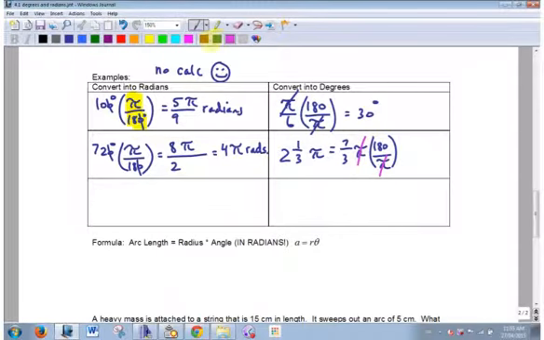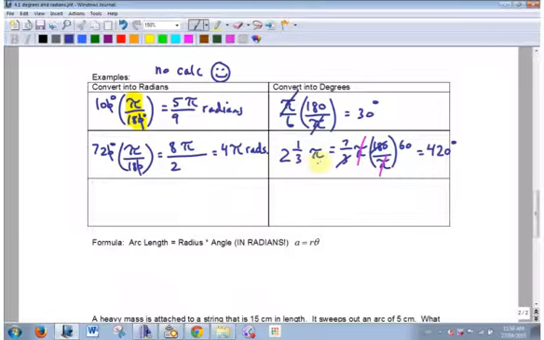And does 3 go into 180? Yep, 60 times. So what's 7 times 60? And then you look at it and say, does it make sense? How many degrees is 2 pi? 360. It's got to be more than 360.